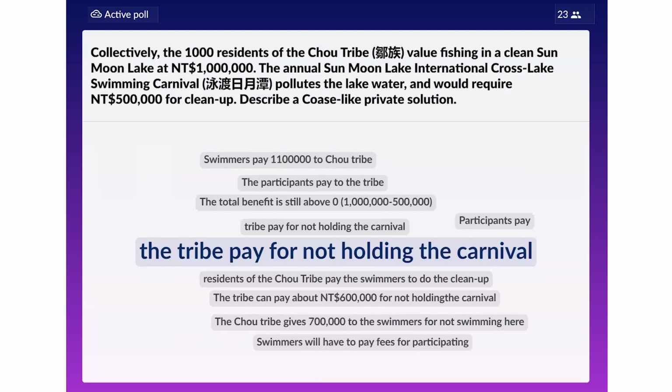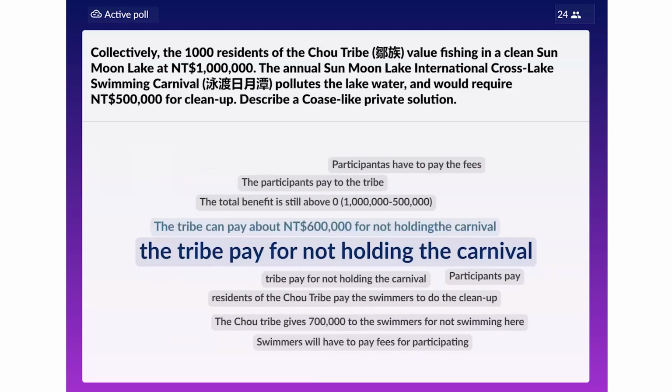But even if, say, the Nantou government has the property right to do this event, because the Zhou tribe finds that it is better to clean up, they will try to raise the $500,000 cost to clean up afterwards. So the cleanup will still happen, and the efficient outcome is implemented. But the key question about the property rights is who's going to pay for that? Is it the participants of the swimming event, or is it the Zhou tribe?